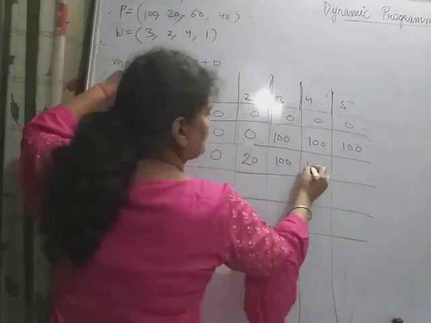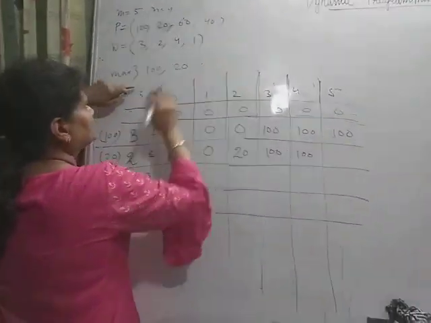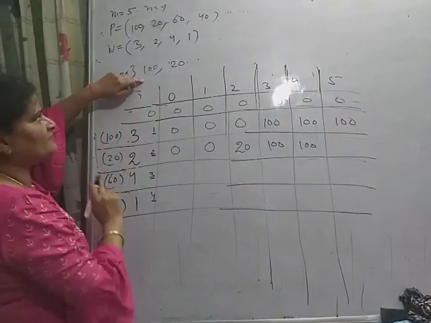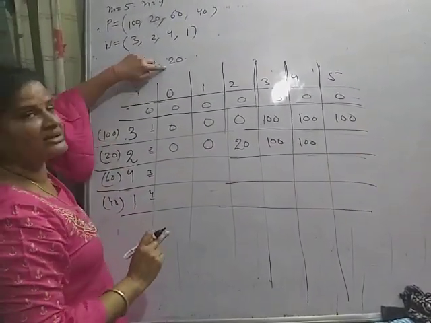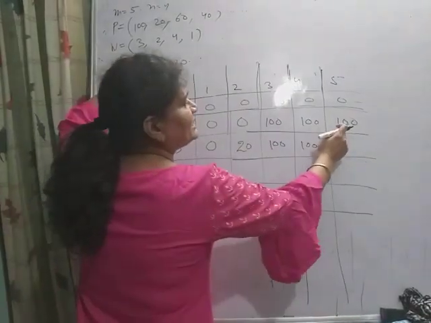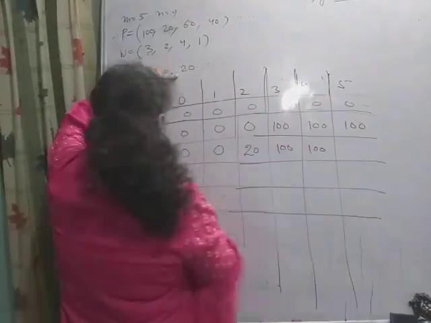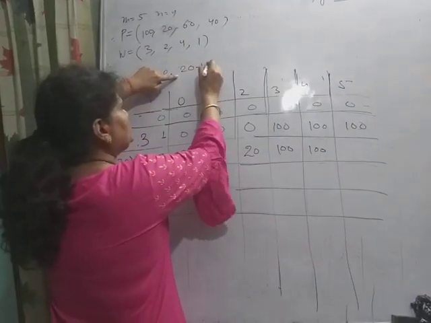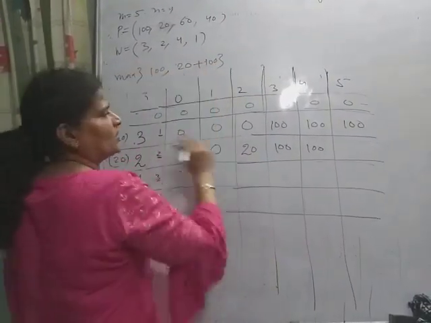So again 100 is copied. Now the fifth entry: 100 when this is excluded, and if it is included then the profit earned is 20, and 100, 20 and 5 minus 2 is 3. 3 it is containing 100. So 20 plus 100, so the maximum is 120.